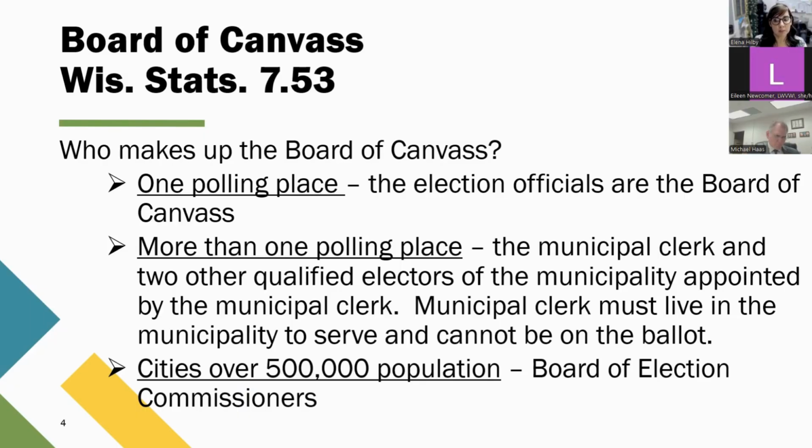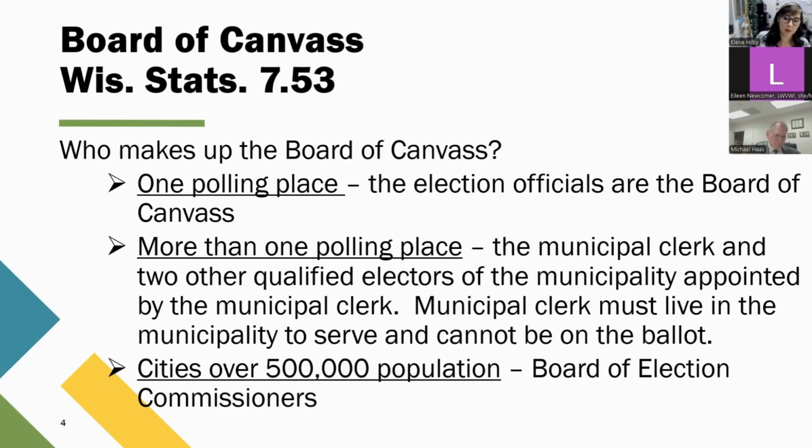In larger municipalities, any municipality with 2 or more polling places, the board is made up of the municipal clerk and 2 qualified residents appointed by the clerk to serve as neutral reviewers. So everyday neighbors helping to confirm that the results do add up. And then a few guardrails apply. The clerk must live within the municipality and can't be on the ballot. So if a clerk is elected, the board's makeup can change depending on what's on the ballot.